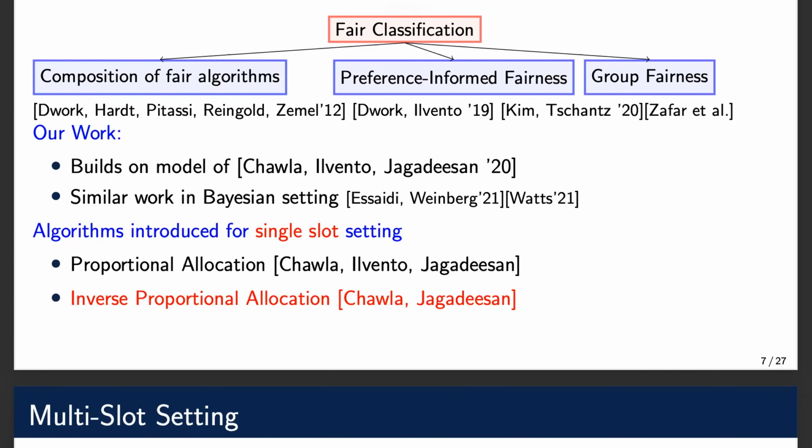So our work builds on the model of Chawla et al. There has been similar work done, but in a Bayesian setting. And to the best of our knowledge, we are the first to make this extension to the multi-slot click-through rate setting, which I'll describe later. And in the work of Chawla et al., there are two algorithms introduced for the single slot setting, proportional allocation and inverse proportional allocation. In this talk, I'm going to talk about inverse proportional allocation, but the same kind of generalization results hold for proportional allocation. And I will describe what this actually is.